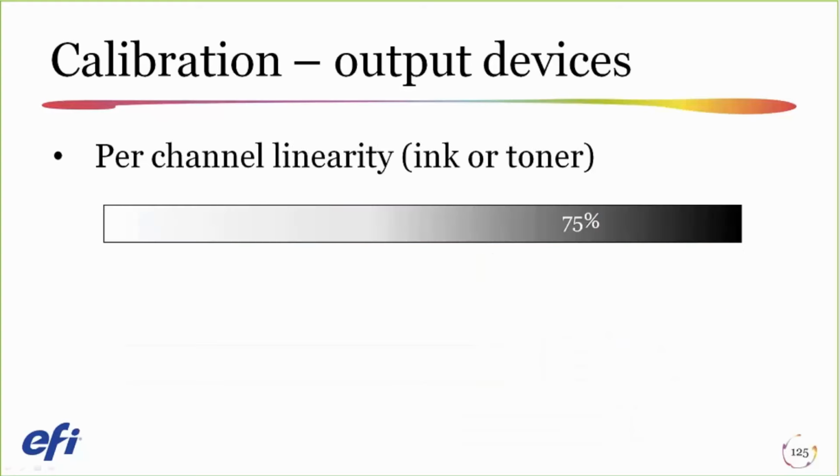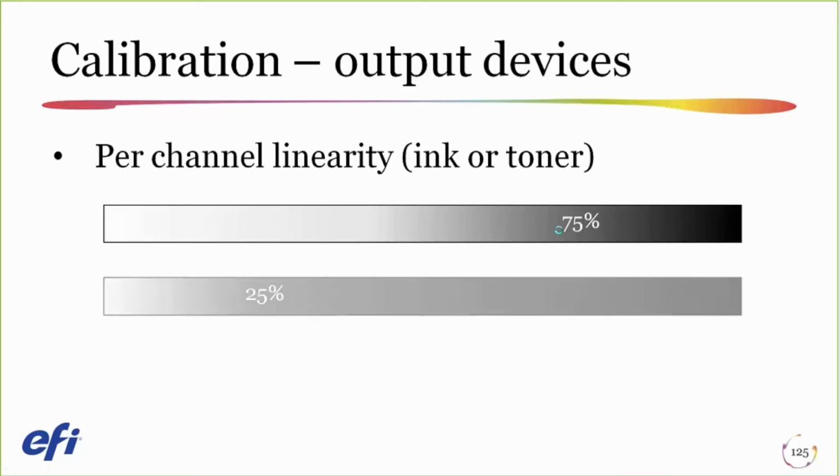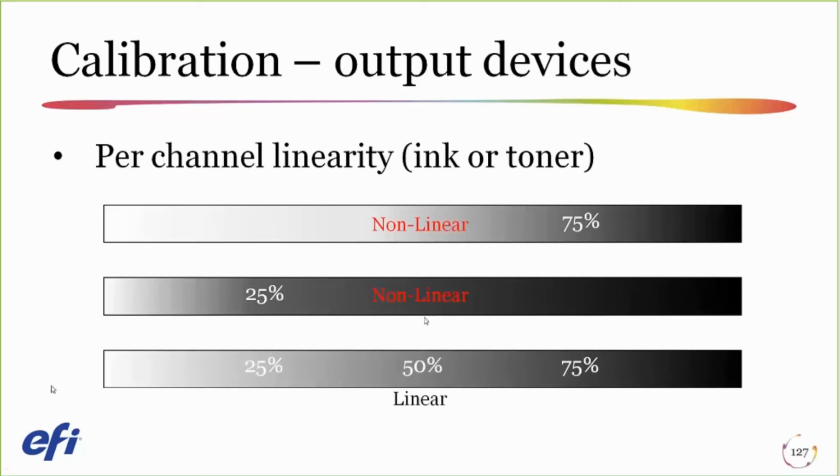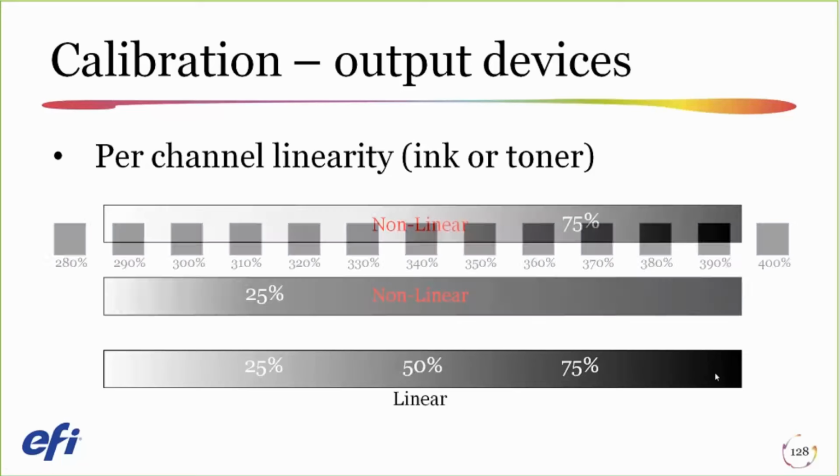Now, once we have our per-channel limits, we want to have per-channel linearity. Here, on my black channel, I've got very little change from 0 to 75% and then a big change. This is going to be hard to control. Here I've got the opposite, a very fast change from 0 to 25% and then not much change. Again, difficult to control. They are non-linear devices. What I want is a nice, even gradation throughout the tonal scale.